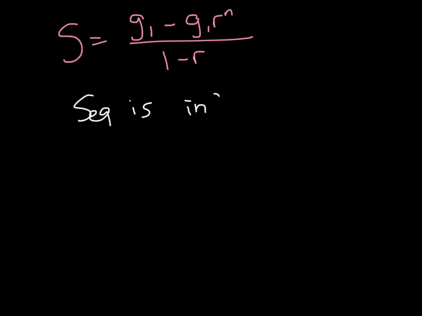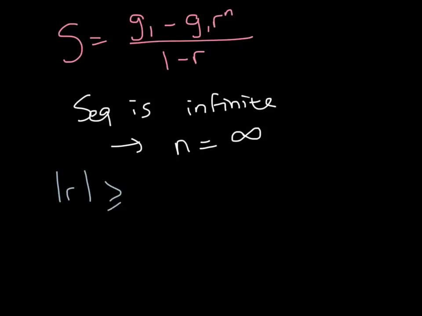In other words, n equals infinity, where we just keep multiplying terms and our series never stops. Then two possible things can happen. The first happens if the absolute value of r is greater than or equal to 1, and the second happens if the absolute value of r is less than 1. So let's look at the first case first.